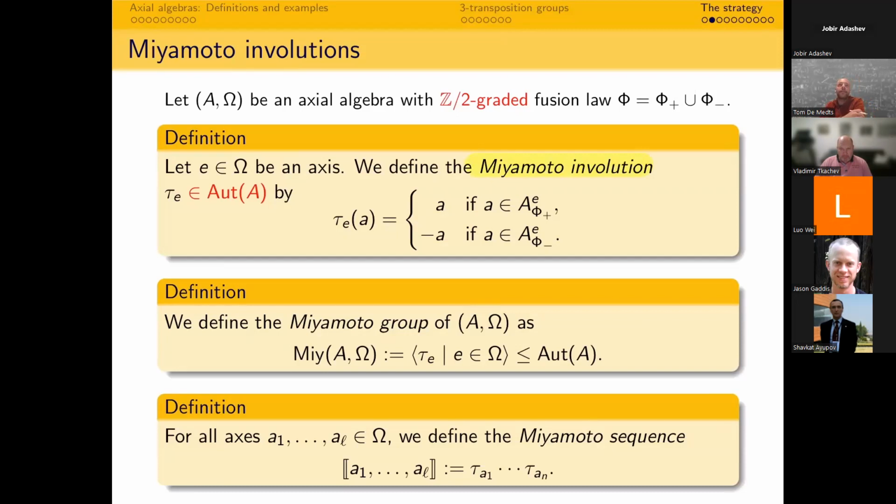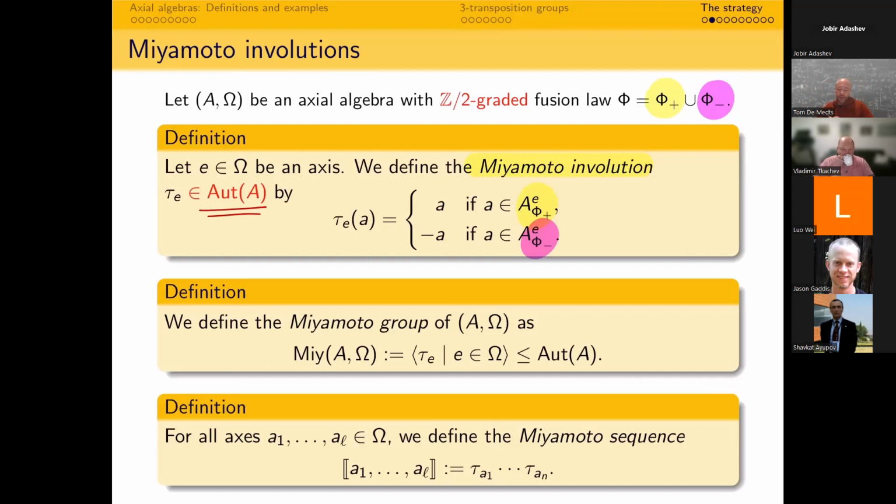They are very simply defined by fixing elements in the plus part of your grading. So this pi plus here is the plus part, and this pi minus is the minus part occurring here. You fix everything in the plus part of the grading, and you negate everything in the minus part of the grading. Because your fusion law is Z2-graded, this will define an automorphism of the algebra, right? Because plus times plus is plus, minus times minus is plus, and so on. So these things match up well and really define an automorphism. That's the crucial thing here, that you get an automorphism of your algebra.